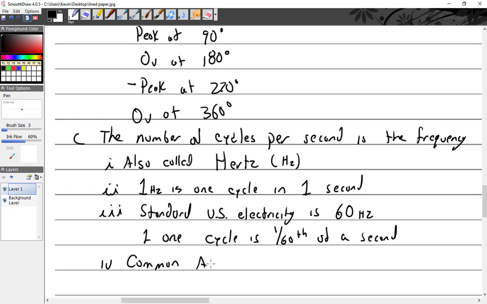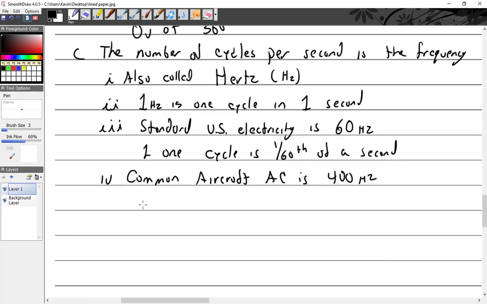Common aircraft AC is 400 hertz, and it can range from 360 hertz to 800 or 900 hertz.